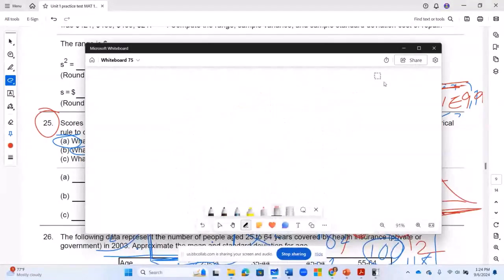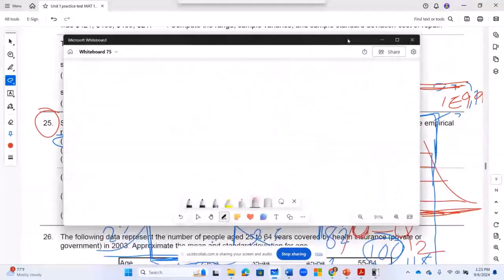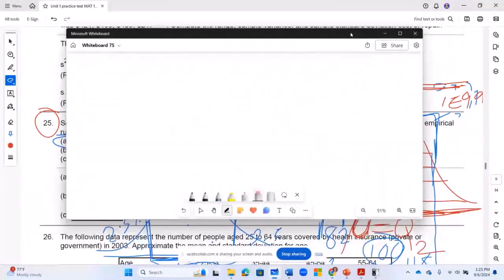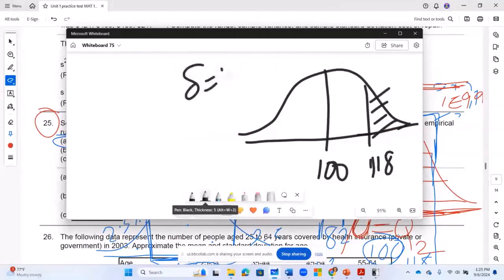All right, so this question says find area to the right of 118, and I still remember the information. So I am going to use the black marker and draw the normal curve. This normal curve has the mean at the center, and 118 is here. I'm looking for area to the right, so I shade the right, and the standard deviation is 18.